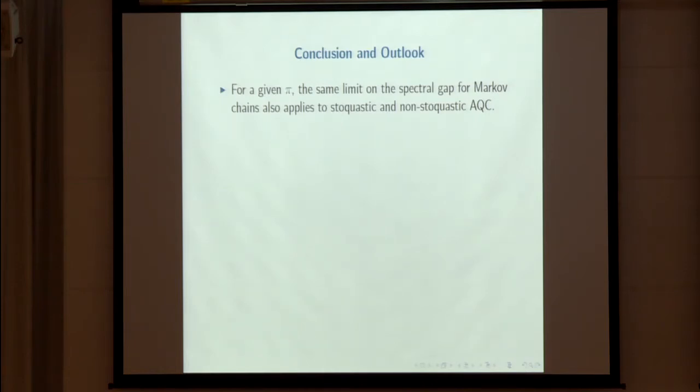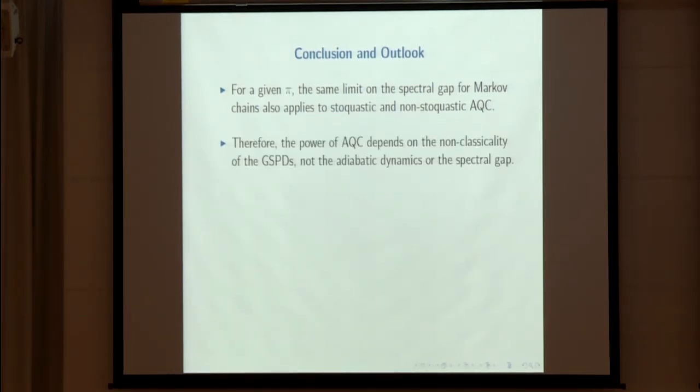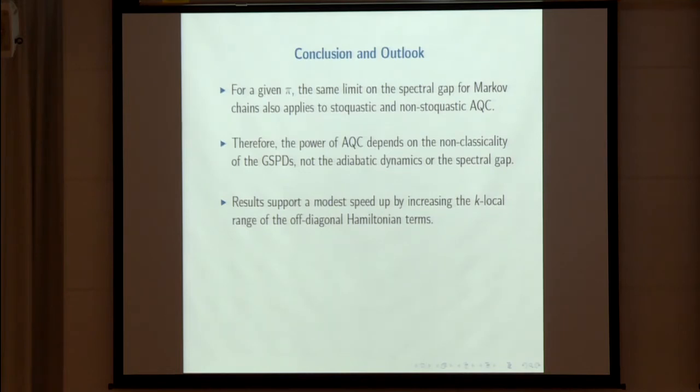So for a given probability distribution, the same spectral gap limit that we have for Markov chains also applies to stochastic and non-stochastic adiabatic computation. This means that the power of AQC depends on the non-classicality of the ground state probability distribution, not the adiabatic dynamics or the spectral gap. And I think this relates to things that Mohammed Amin told us about yesterday, and Masoud also mentioned it in his talk. These results also, though I didn't have time to mention it, support a modest speedup by increasing the k-local range of the off-diagonal Hamiltonian terms, because they increase the numerator of the inequality.